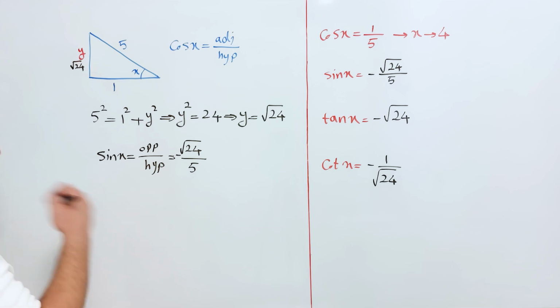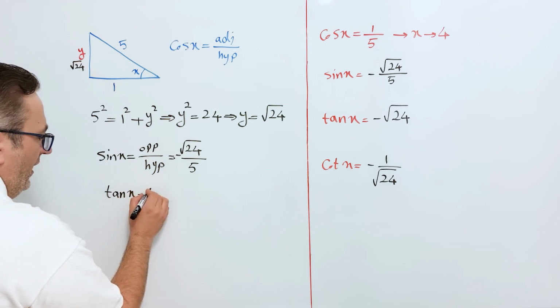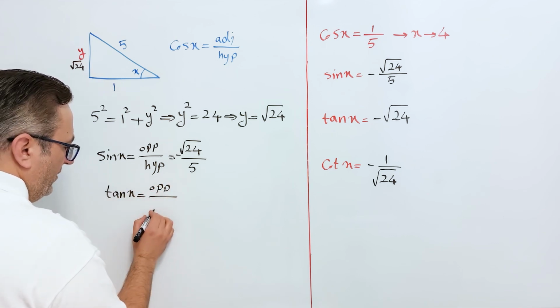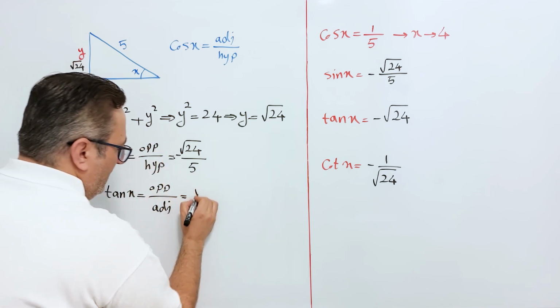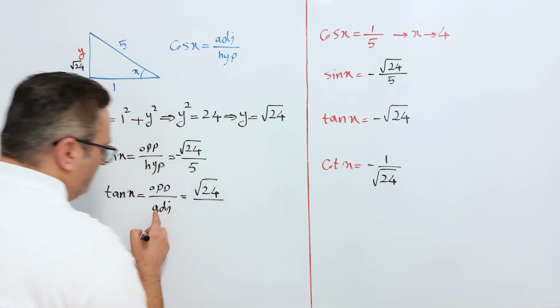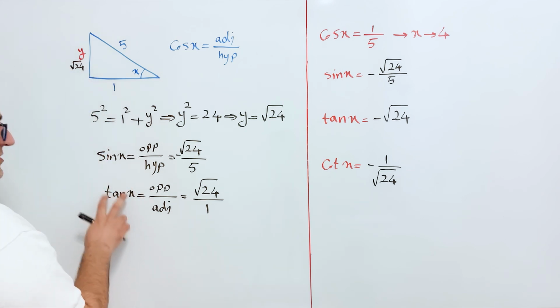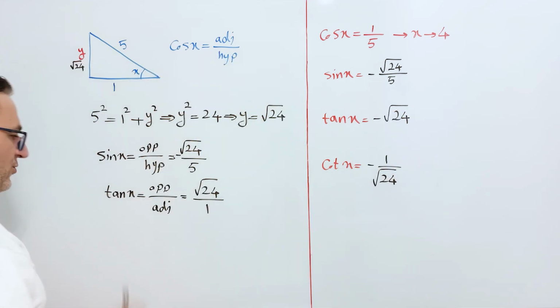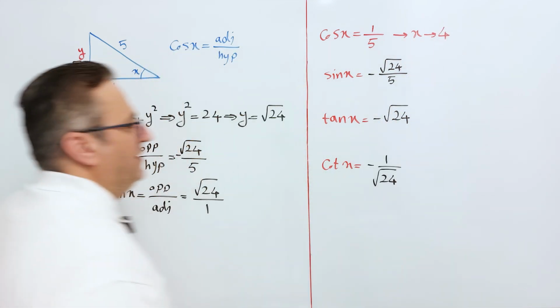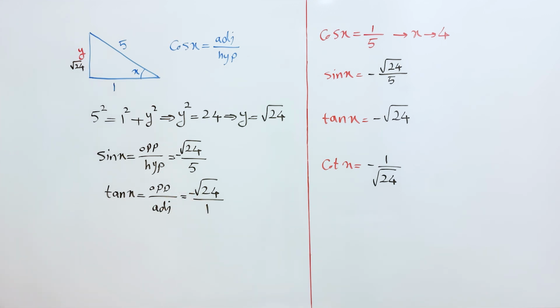And according to the definition, tangent x is equal to the opposite side divided by the adjacent side. The opposite side is equal to the square root of 24, divided by the adjacent side, 1. So tangent x is equal to the square root of 24. Okay, and we know that the sign of tangent in the fourth quadrant is negative. So tangent x is negative the square root of 24.